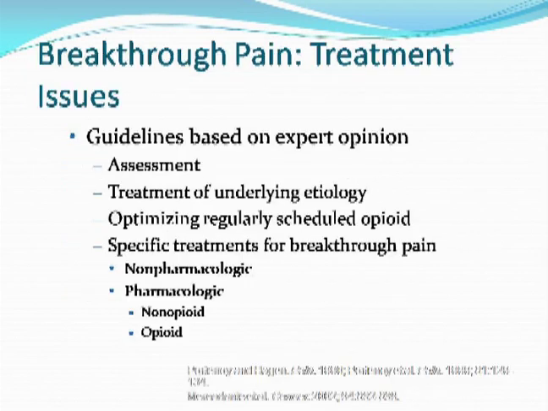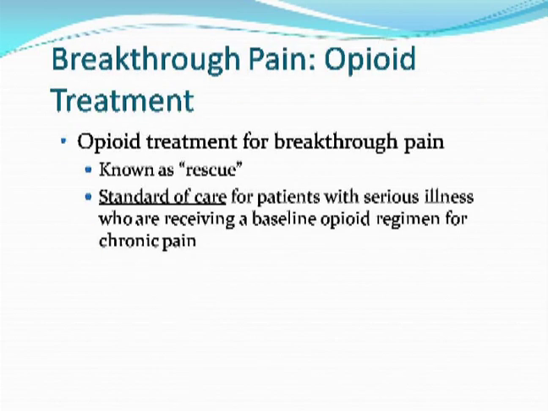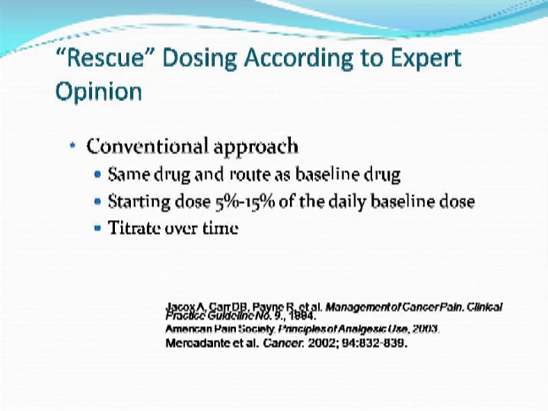So how do you treat breakthrough pain? You assess, treat the underlying etiology, make sure that the long-acting drug is optimally titrated, and then use a specific treatment for breakthrough pain. The treatment for breakthrough pain is called a rescue dose, as you know. Standard of care for patients with serious illness, not a standard of care for patients without serious illness. The conventional approach for the past 30 years has been the same drug and route as the baseline pain, with the starting dose 5 to 15% of the baseline daily dose. That's been the standard of care.